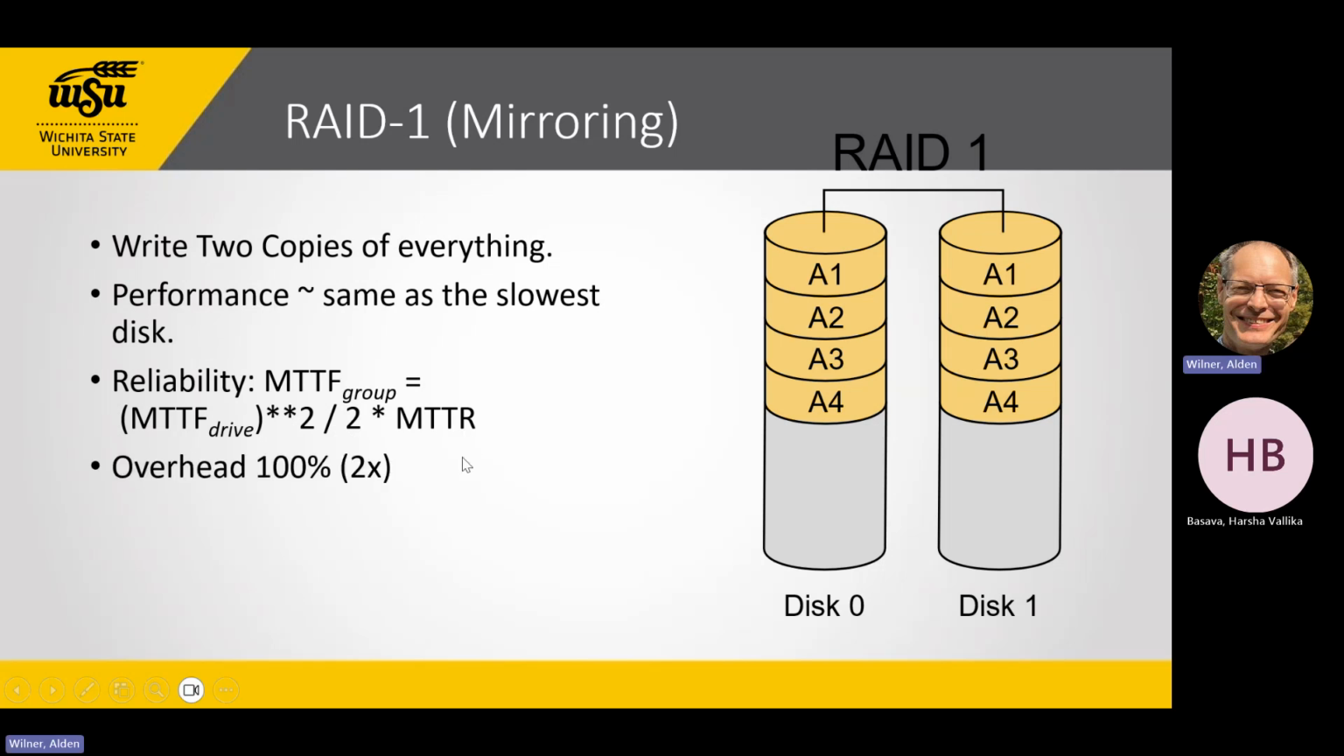The overhead is 100%, or 2 times. And overhead as a percentage is how much extra do we have on top of the data storage that we would have if we just bought a single drive. And again, 100% overhead means we have twice as much data that we pay for as we actually get to use, okay?